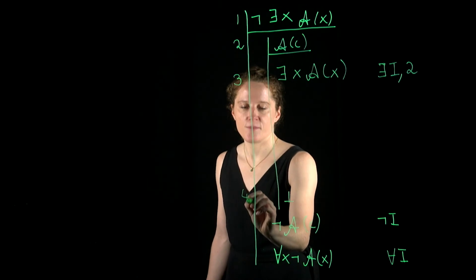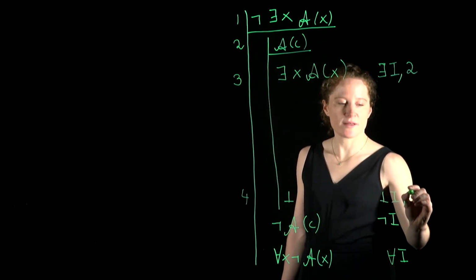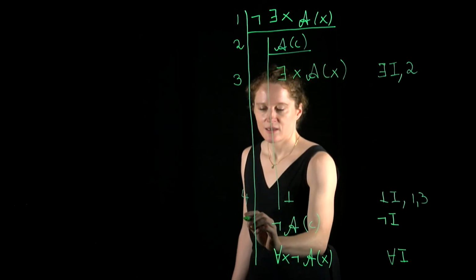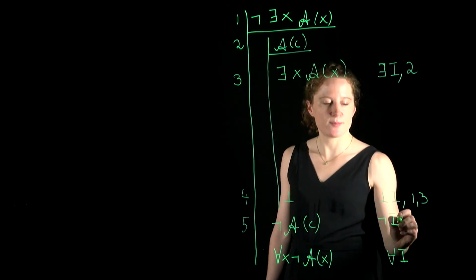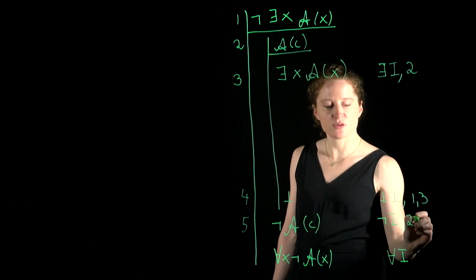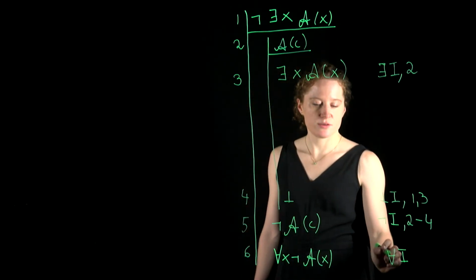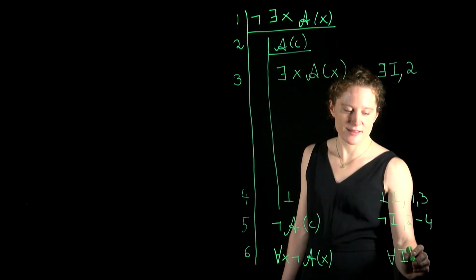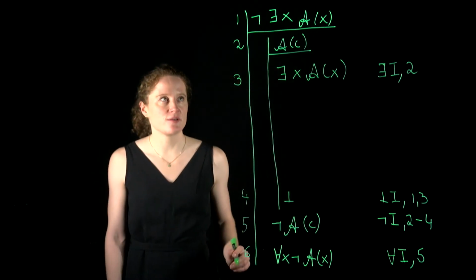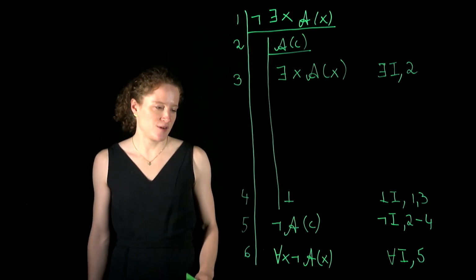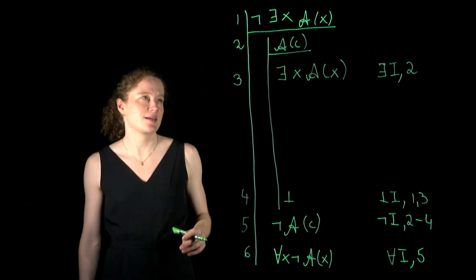And now I can infer bottom, citing bottom introduction applied to lines 1 and 3. And then I can infer not Ac using negation introduction applied to the subproof from 2 to 4. And then I can infer my overall conclusion using universal introduction applied to line 5. Okay, so here we have shown the general validity of inferring that all x not Ax from the premise that there is no x such that Ax.